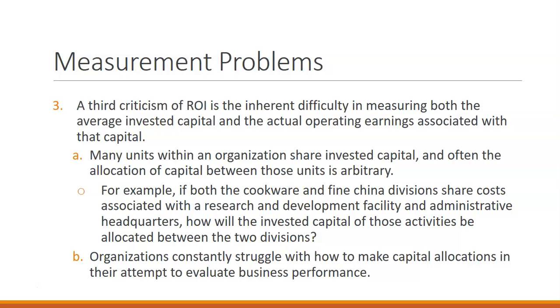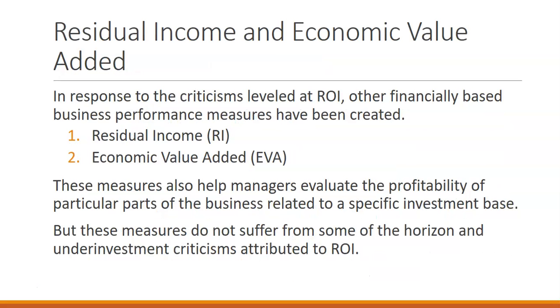So how do we allocate out those investments to really look at an ROI without skewing it as part of this measurement issue? We have two different ways to do that: residual income and economic value. These other financially based performance measures were created to help with some of the criticisms of the return on investment. And we'll look at how to calculate these in the next video.